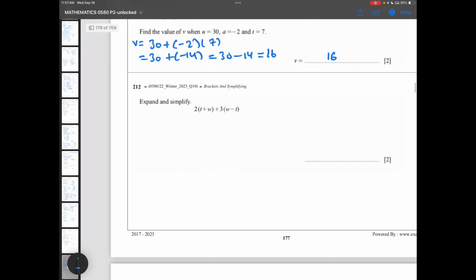Now in question number 212, expand and simplify. First I will expand the first bracket, 2 into (t + w). It becomes 2t + 2w. Now in the second bracket 3 is being multiplied with (w − 3t). It becomes 3w − 3t. This will be equal to 2w plus 3w is 5w, and 2t minus 3t is −1t, or simply I write −t. So this is my answer, 5w − t.